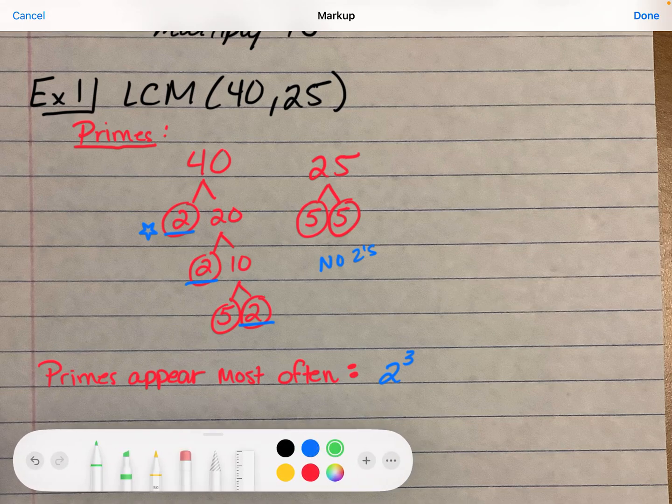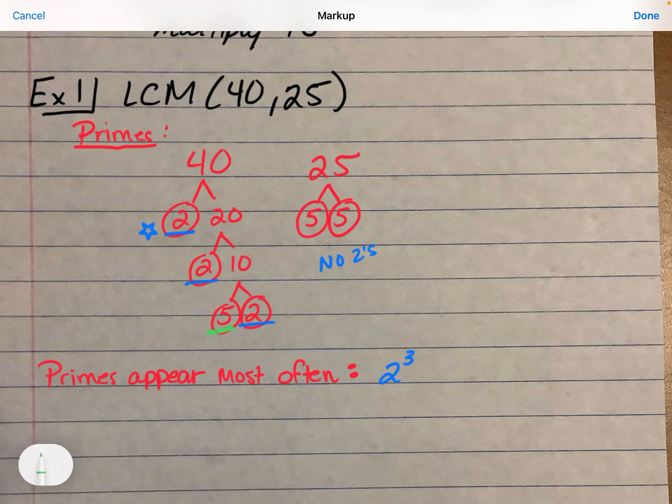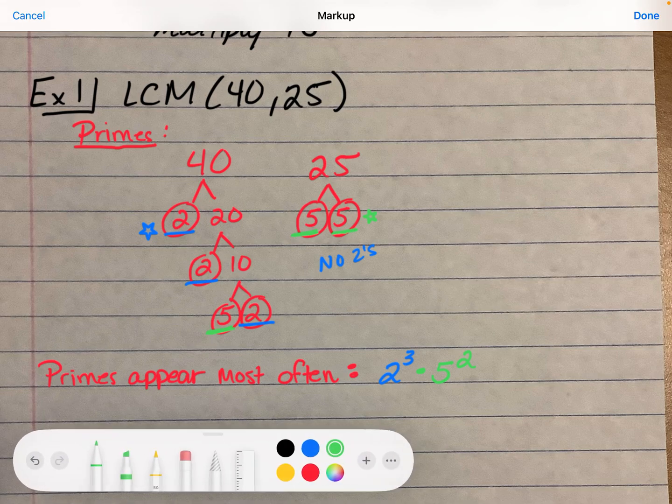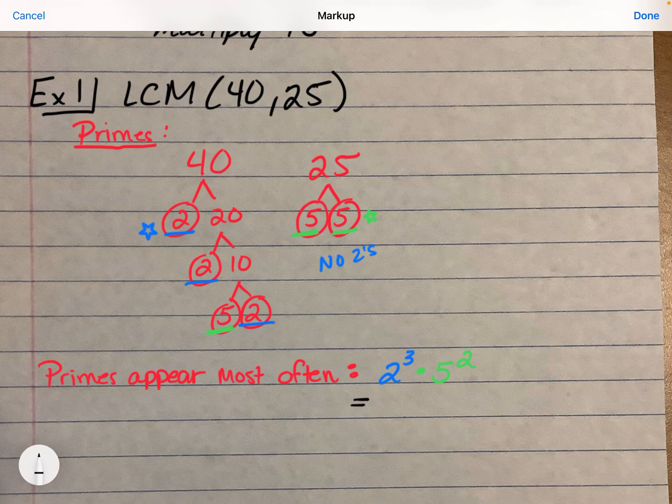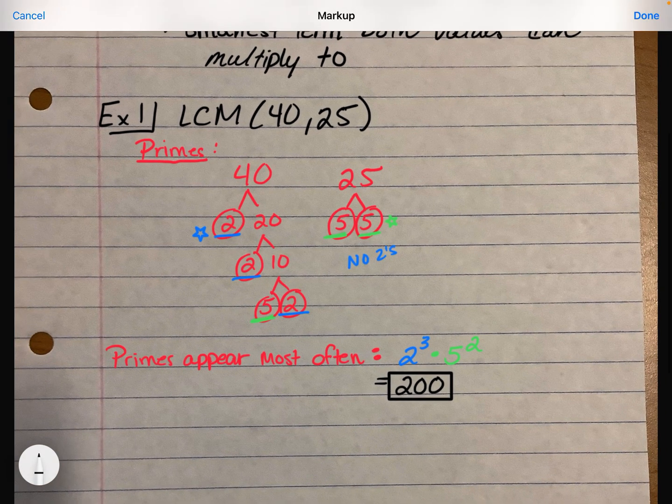The other prime number I see in both of my lists is 5. 40 has 1 5, 25 has 2 5s. They appear more often in 25, which is 2 times, so I'm going to take 5 2 times, which is 5 squared. Then I can multiply those together, and we get 200. So the least common multiple of 40 and 25 is 200.